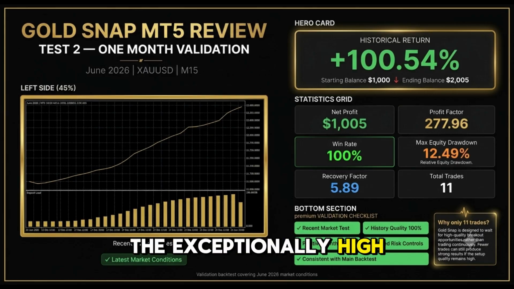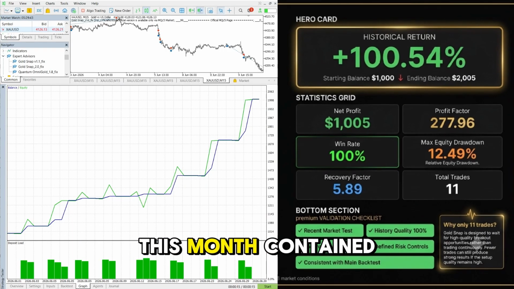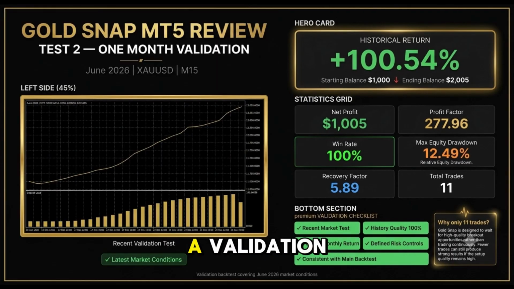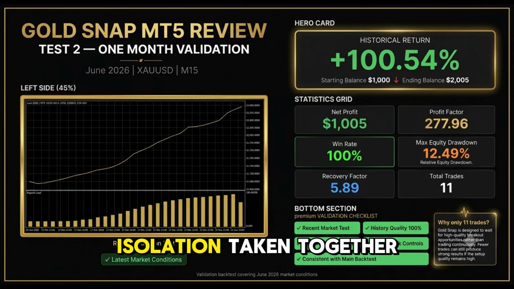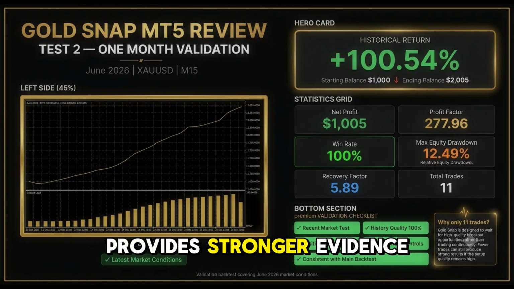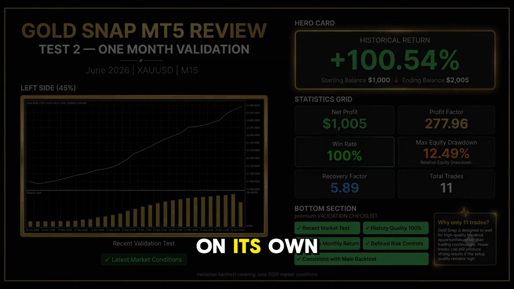The exceptionally high profit factor reflects the fact that this month contained very few losing trades. That's why it's important to view this result as a validation alongside the 6-month test rather than in isolation. Taken together, the long-term backtest and this recent validation provide stronger evidence than either test would on its own.